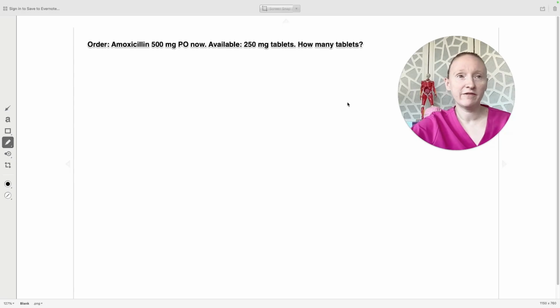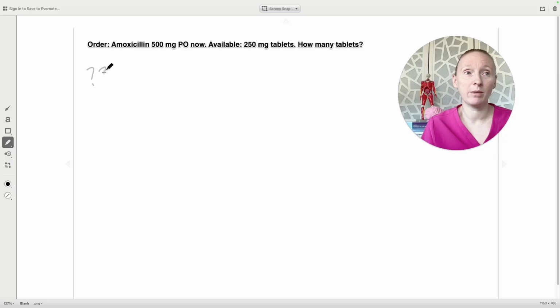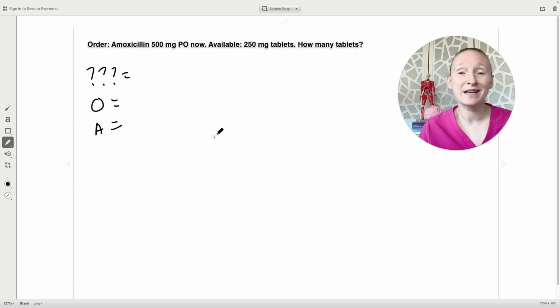Order: amoxicillin 500 milligrams PO now. Available: 250 milligram tablets. How many tablets are we going to give? Now, this might seem like a very simple problem, right? And it kind of is. You might even be able to do this one in your head if you've had some experience with this. But I think it's important to practice with these simpler problems when you're learning a new strategy, because it helps you get more confident in those skills so that you don't have to think through a difficult problem while you're also thinking about new steps and strategies to use.